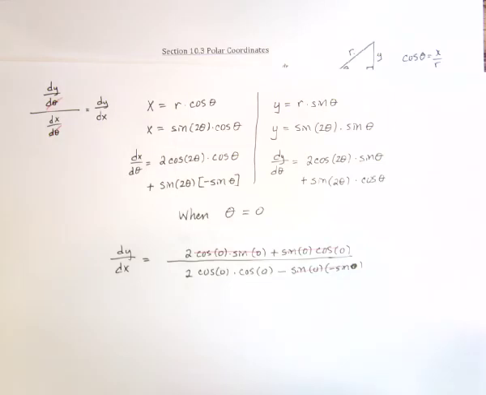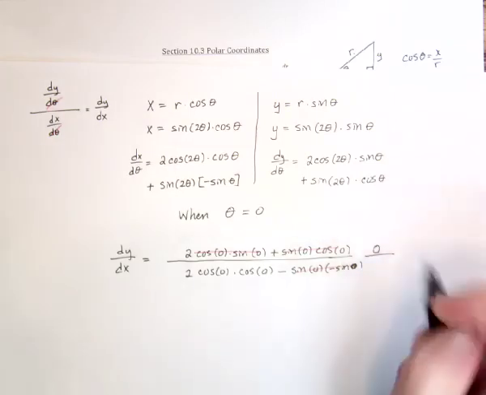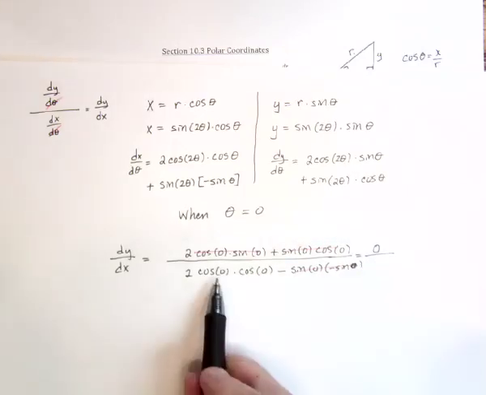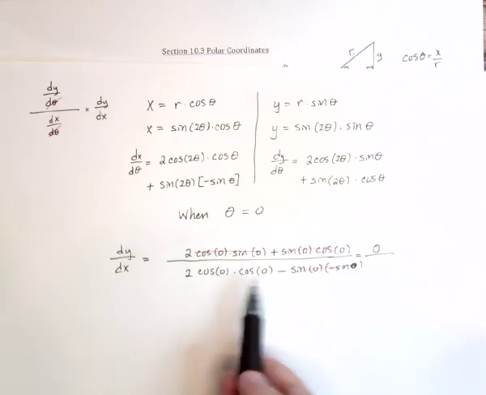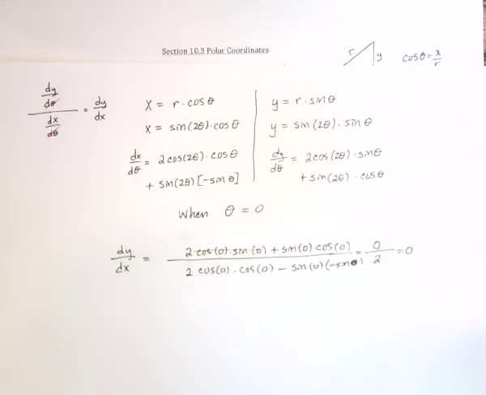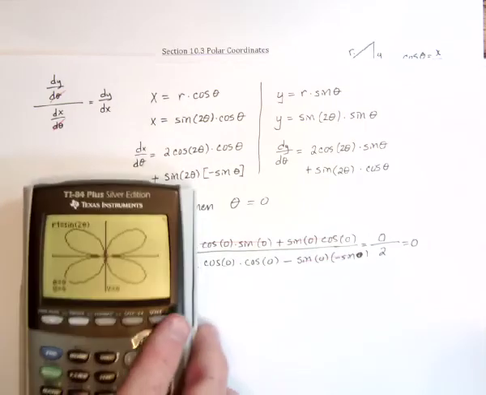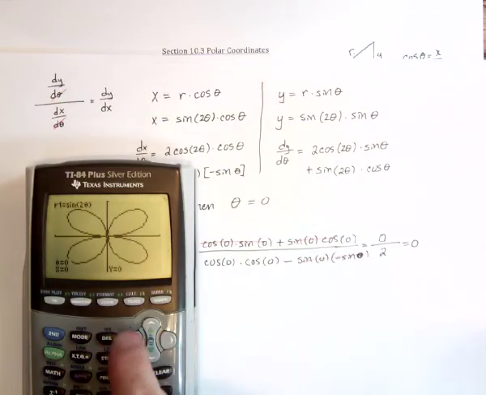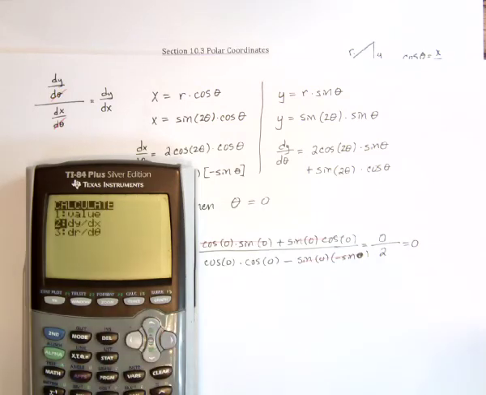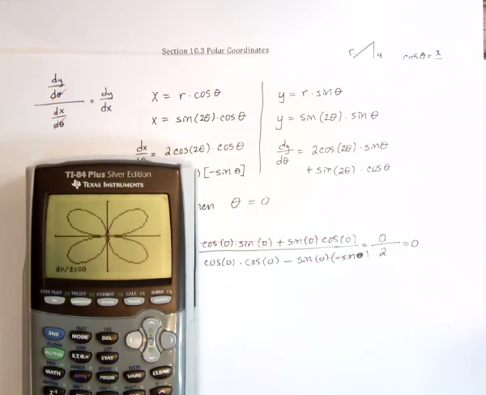So that means we've got 0 on the top, but do we also have 0 on the bottom? If so, it's undefined. Let's see. Cosine of 0 is 1 times a 1 times a 2. So it's 0 over 2, or in other words, the slope is equal to 0. I know this was a long problem, but let's just check real fast. If you go to Desmos, it can find dy dx. So dy dx at the origin, the answer is supposed to be 0.